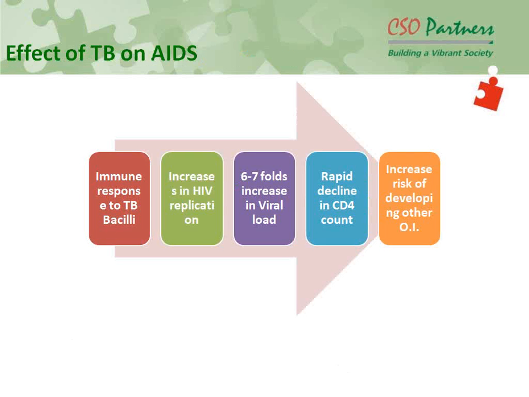Now, as I said, the immune response to TB bacilli is less for an HIV infected person. There is an increase in HIV replication. Once that person gets TB, the HIV replication increases, because TB is also reducing that person's immunity. There is a 6 to 7-fold increase in HIV viral load. There is a rapid decline in CD4 count. As I said, CD4 is the glycoprotein that gives a signal, and the count gets reduced, so the immunity power gets reduced in that patient. There is an increased risk of developing other opportunistic infections. So it actually multiplies the infection once it is co-infected with TB.